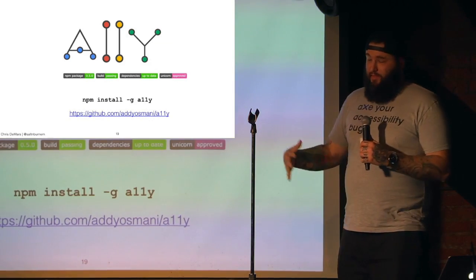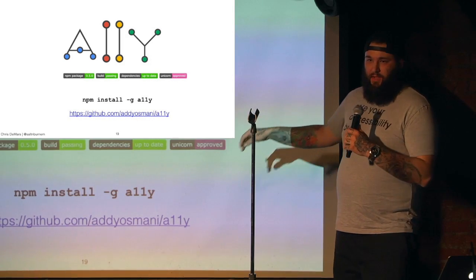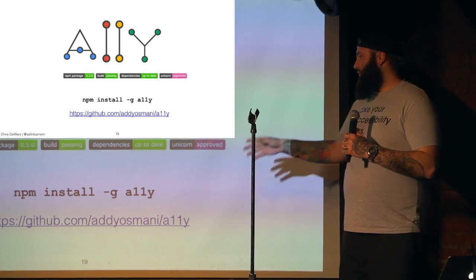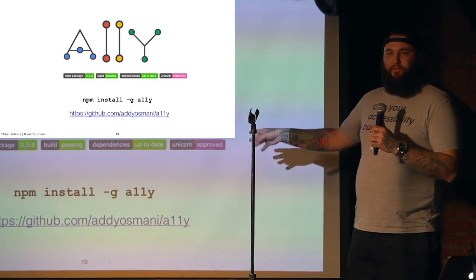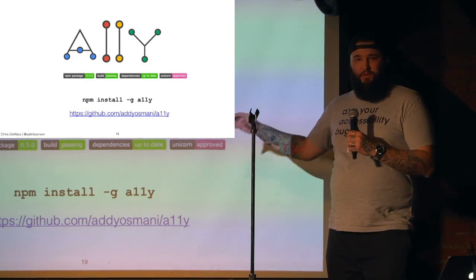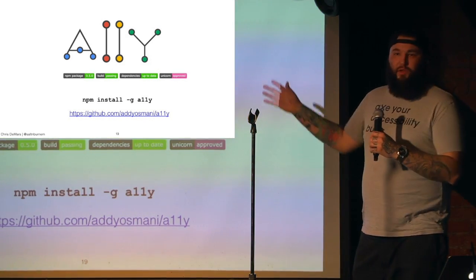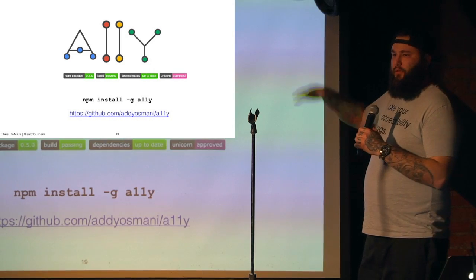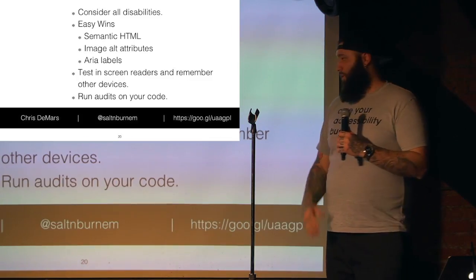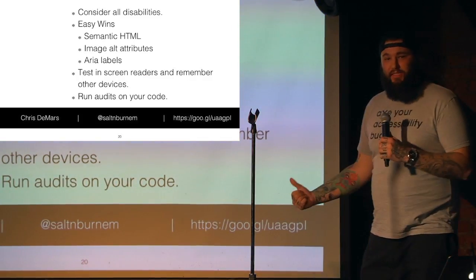Another tool we have, and I love this one a lot, is by Addy Osmani. It's an npm tool, so if you're a developer, you can npm install -g a11y. In the terminal, you do a11y and whatever URL, and it'll give you an outputted accessibility audit in your terminal. Super cool.